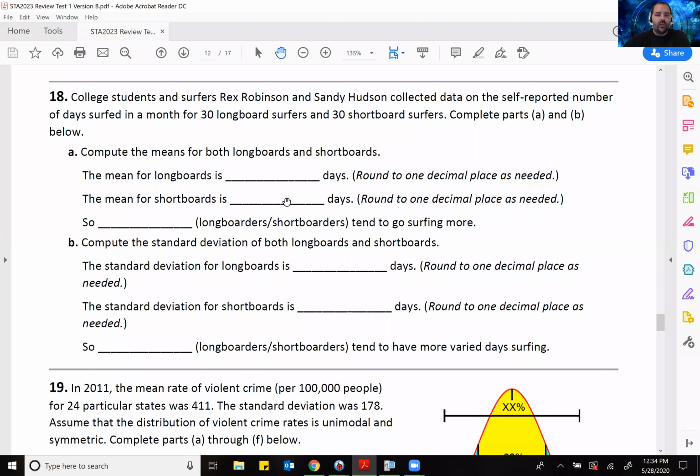Okay? The larger the mean, the more surfing. So whoever has the largest mean is the answer to this one. Now down here for standard deviation, whoever has the largest standard deviation is the one that is more varied. So they're not asking about the smallest one here. They're asking about who has the largest standard deviation, and that will be the one that has the most varied days. You follow me?